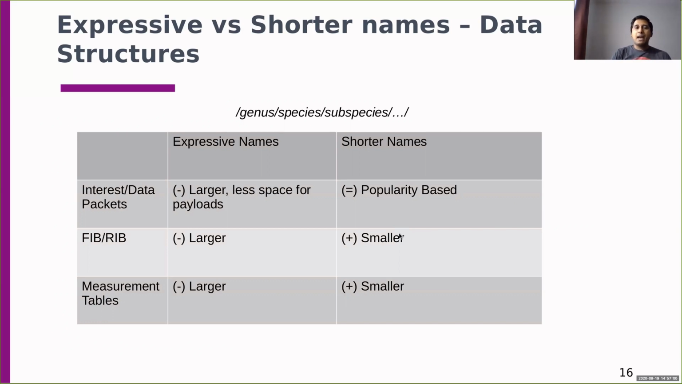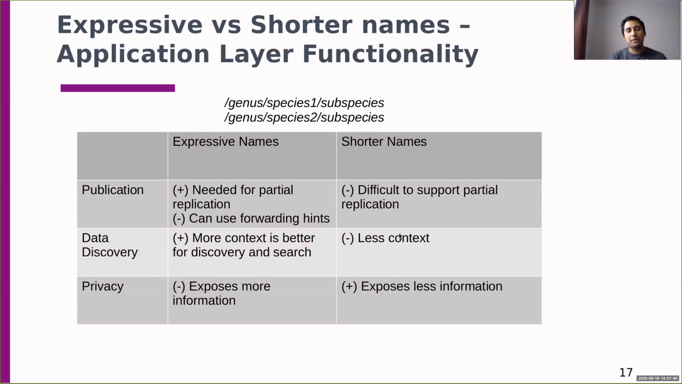So the example we have here is genus, species, subspecies. If you're announcing 3 subspecies into the network, your FIB is going to be larger than just announcing /genus. But announcing more routes into the network gives you more control of how you can forward the packets. Let's look at publication.